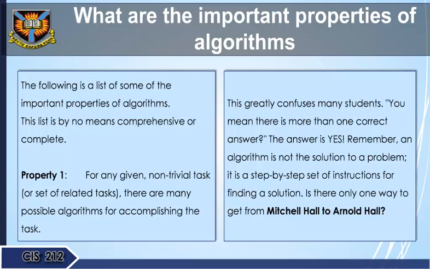Property 1. For any given non-trivial task or set of related tasks, there are many possible algorithms for accomplishing the task. This greatly confuses many students. You mean there is more than one correct answer? The answer is yes. Remember, an algorithm is not the solution to a problem. It is a step-by-step set of instructions to finding a solution. Is there only one way to get from Mitchell Hall to Arnold Hall?